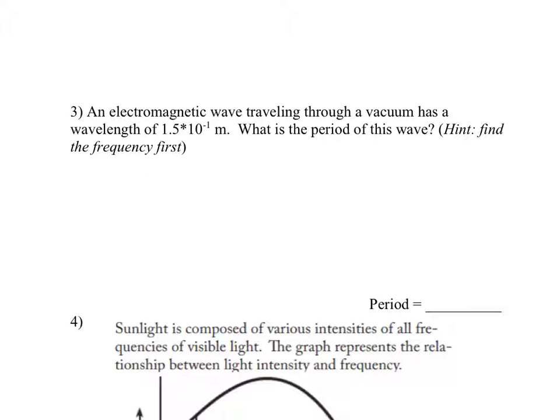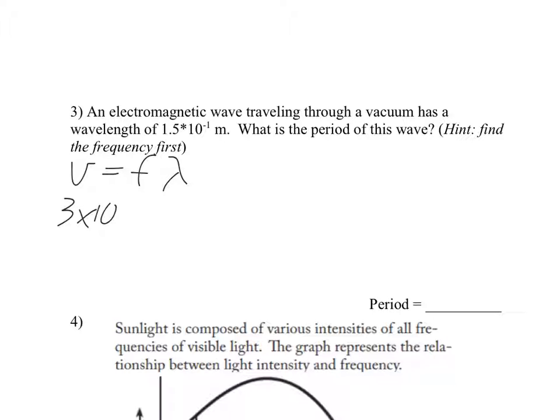The next question says, an electromagnetic wave traveling through a vacuum has a wavelength of 1.5 times 10 to the negative 1 meters. That's the same as 0.15 meters. What is the period of this wave? Hint, find the frequency first. So v equals f lambda, we've got to find the frequency. We don't have the period, we have to find the period.